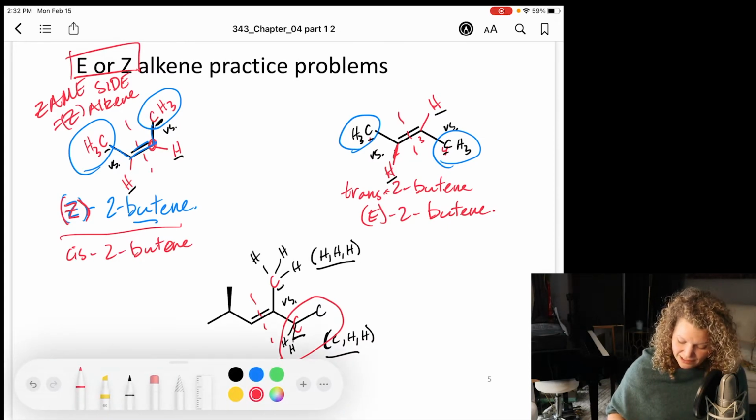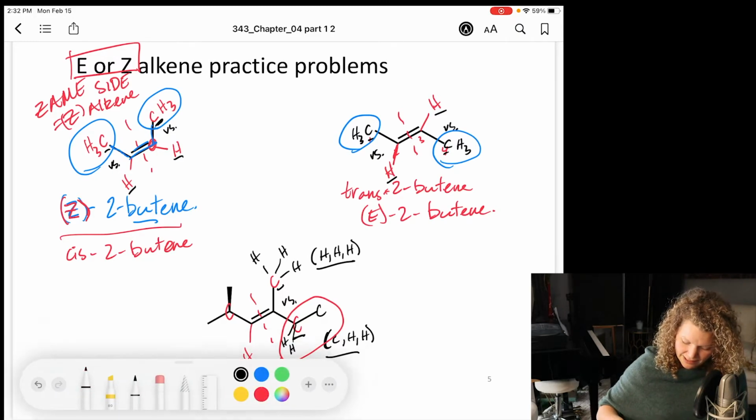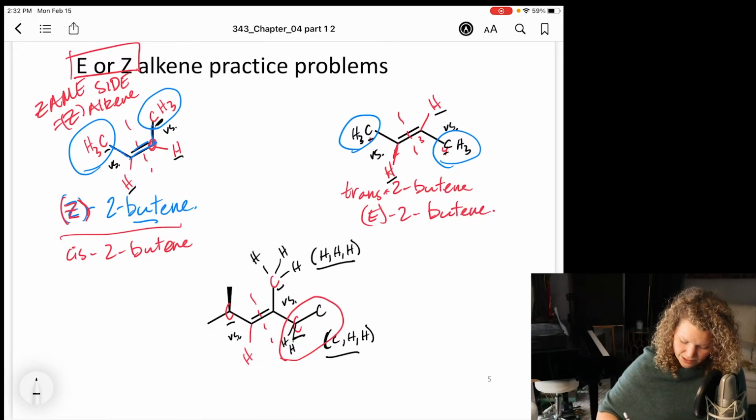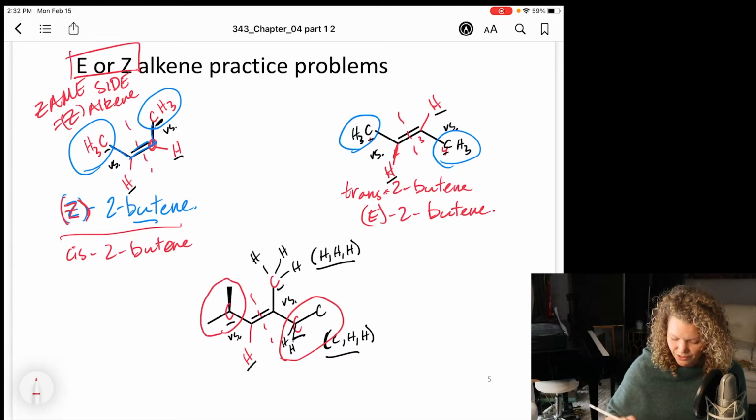Let's look at the left side here. So I have a carbon. Okay, and here's our hydrogen. So I say carbon versus hydrogen. Well, that one was easier. We know that carbon will win over hydrogen. So I'm going to circle this group.